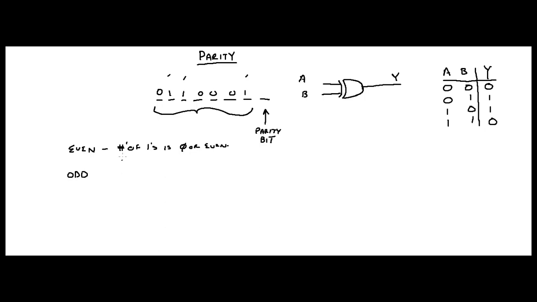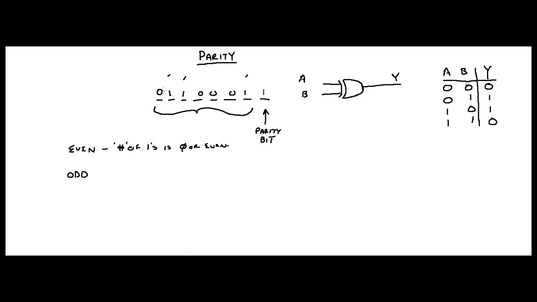So if we look at this, we have an odd number of ones, don't we? We have 1, 2, 3 ones. So in order for this to be even parity, we would have to make this bit here 1. Because if you do that, these 8 bits would have 4 ones in them, right? Because you just added a 1 there, and it would be even parity.